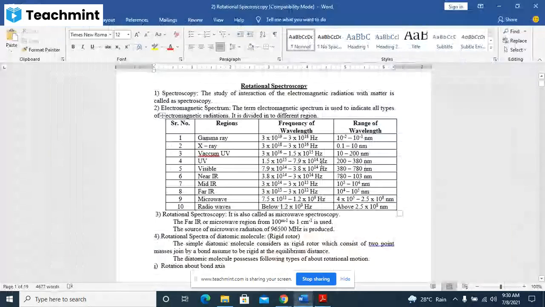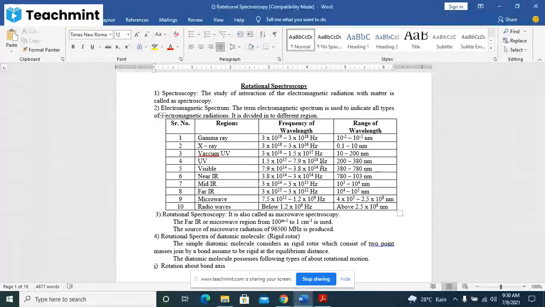Then the X-ray is there. The frequency of the X-ray is 3 into 10 raised to 18 to 3 into 10 raised to 16 hertz, and the wavelength is in the range of 0.1 up to 10 nanometer. Then vacuum UV, visible, near IR, mid IR, far IR, then microwave and radio wave.